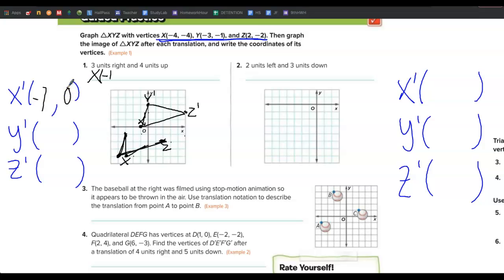So X prime should be -1, 0. Y prime should be 0, 3. And Z prime should be 5, 2. That is correct. Questions on that? Okay, I'm going to quickly do this one. Oh, Addie should do it. 2 units left. 1, 2.